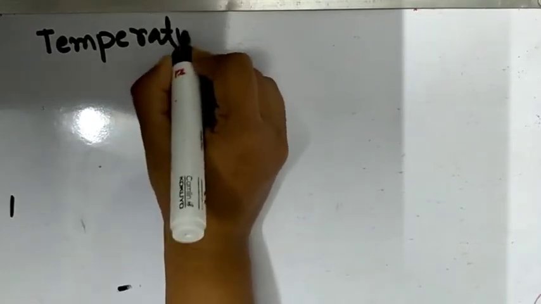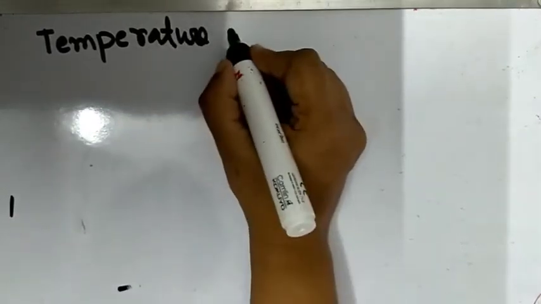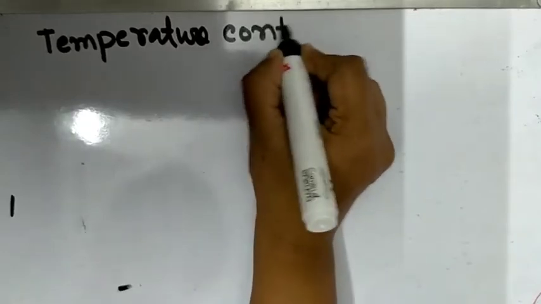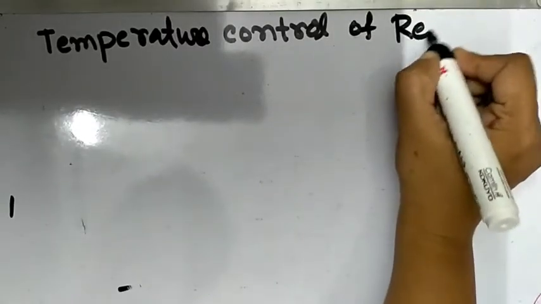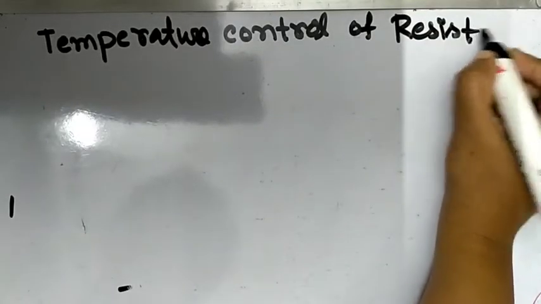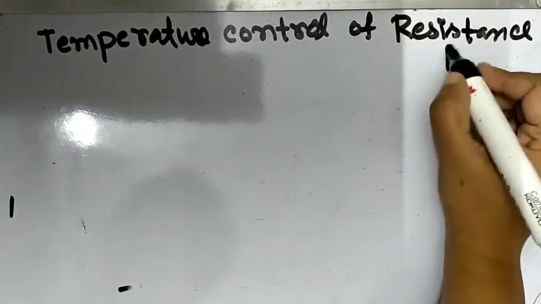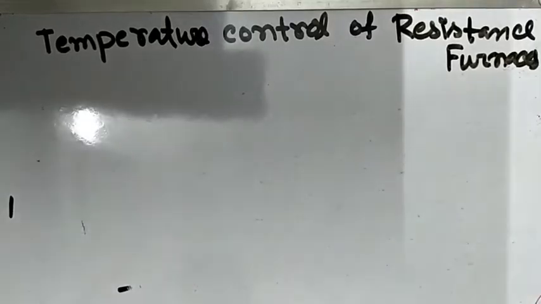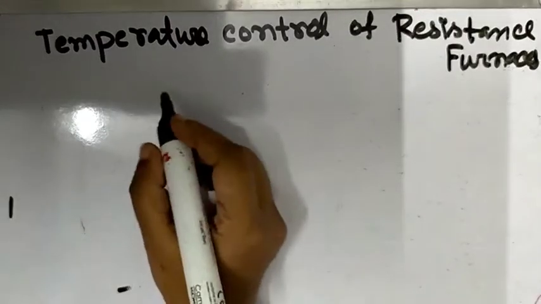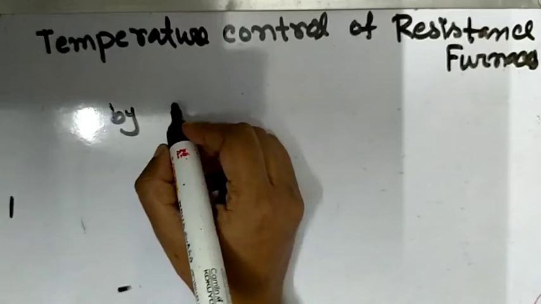temperature control of resistance furnace. Since voltage of supply and resistance of elements are independent parameters and current through the element is a dependent parameter, there are basically three types of temperature control. First, by varying applied voltage.